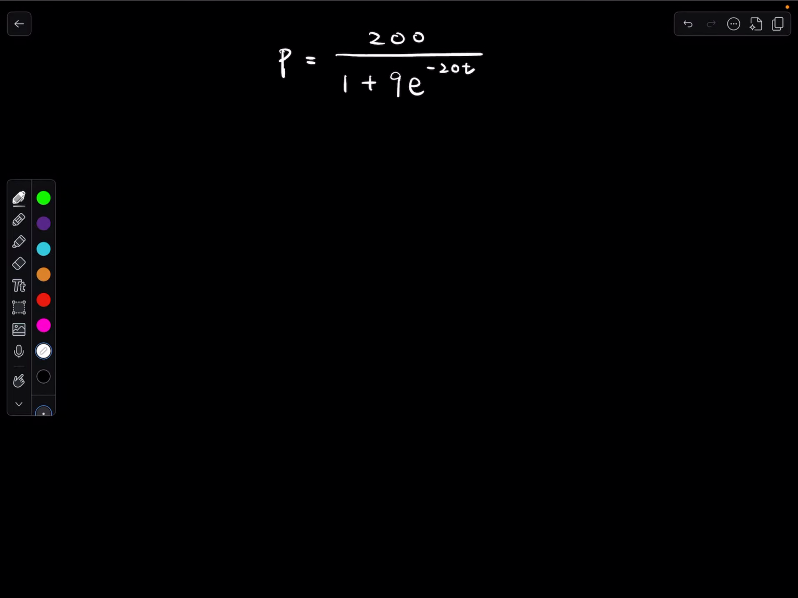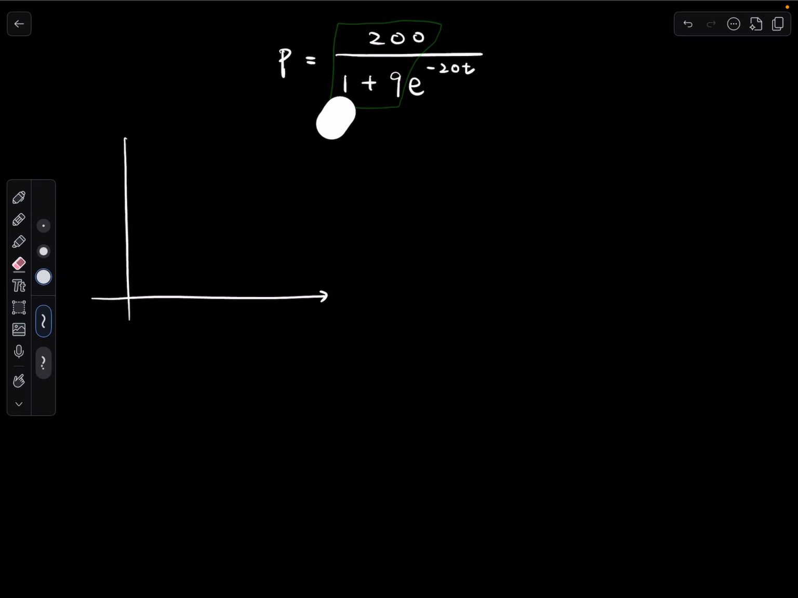Now let's go ahead, graph it, and see how it looks. First of all, your starting value was 20, and you can again confirm that by doing the green part right here, 200 over 1 plus 9, which gave you exactly 20. So we're going to start at 20. The carrying capacity is the number on top right here, which is 200. So go to 200 and draw a horizontal asymptote, your carrying capacity.